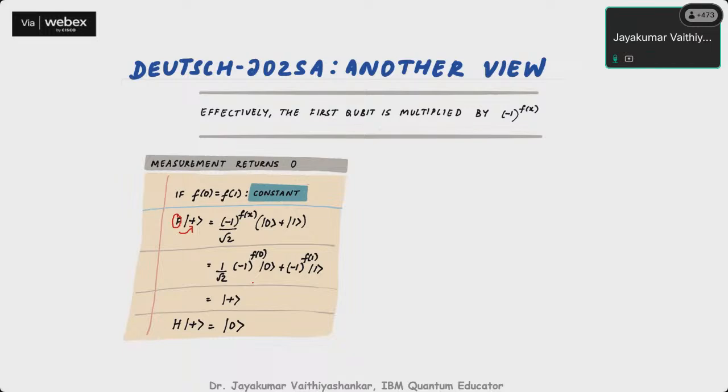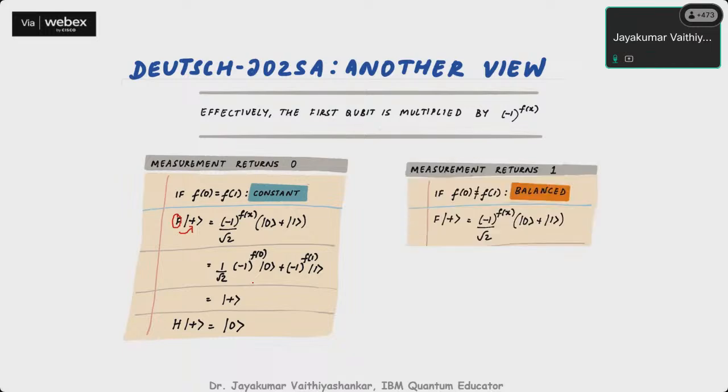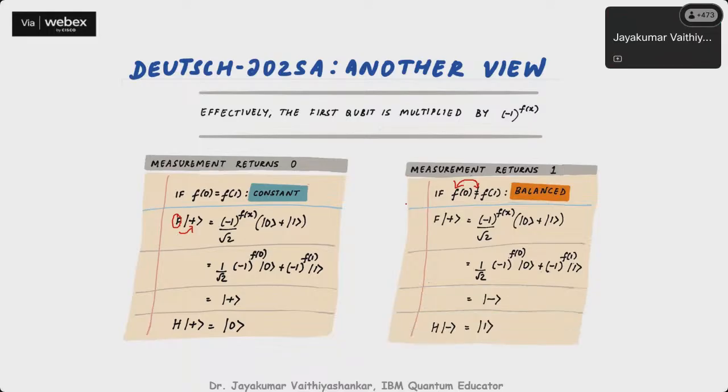In the same way, if you do it for balanced, what is the meaning of balanced? The output of f of 0 will not be equal to f of 1. So each time it will contradict. Okay, so if you apply it in the same equation, it will go to the negative state. So this is the simplest explanation of the Deutsch-Jozsa algorithm. We covered the theory part in a very quick way.